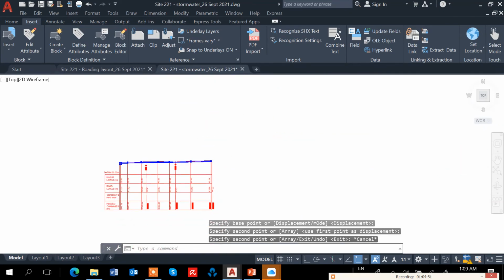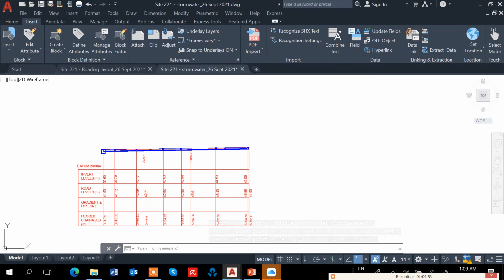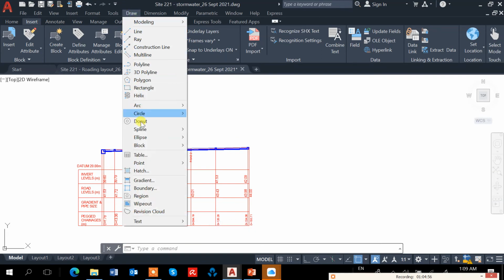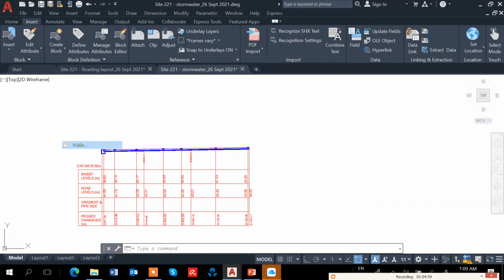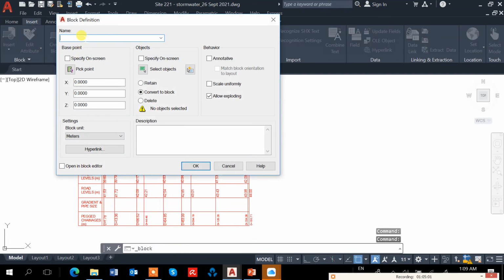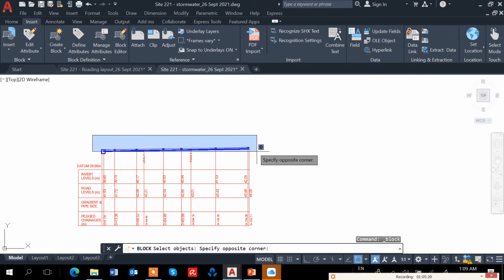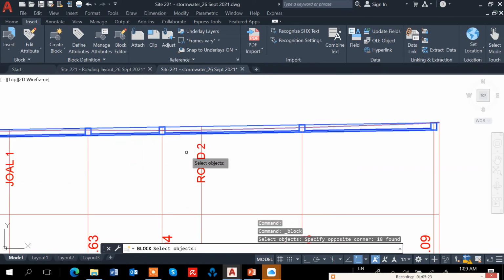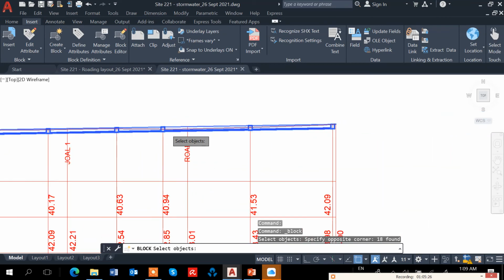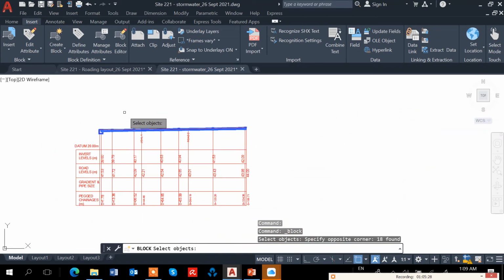So I need to make this a block. I draw, block, make block. I need to name the block, maybe B H, making sure the name I put in hasn't been used before. Then I need to pick the objects, so I pick all of this, all inside, and enter.